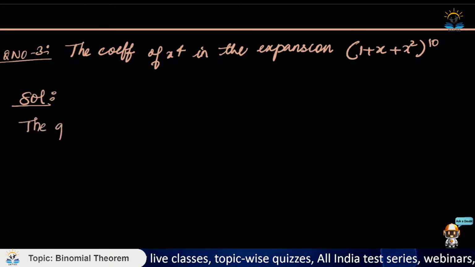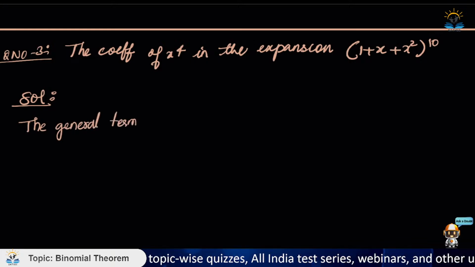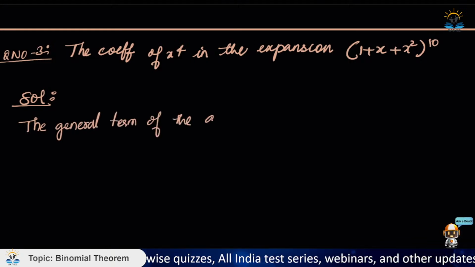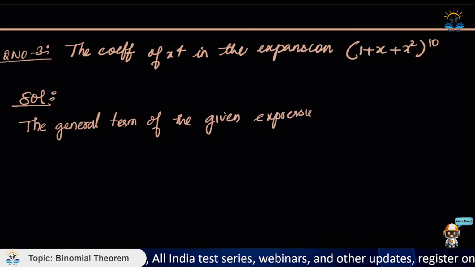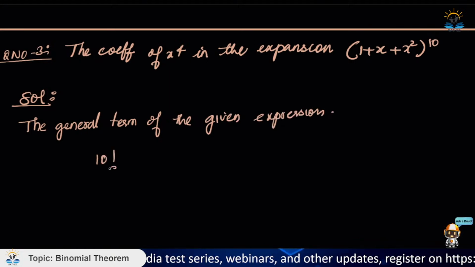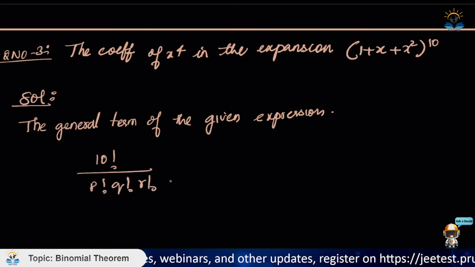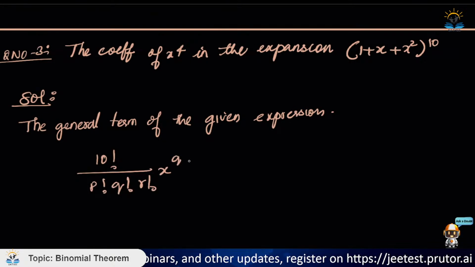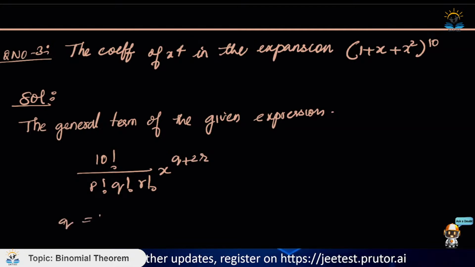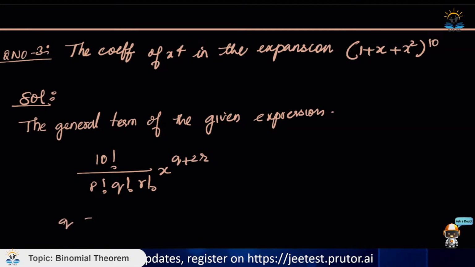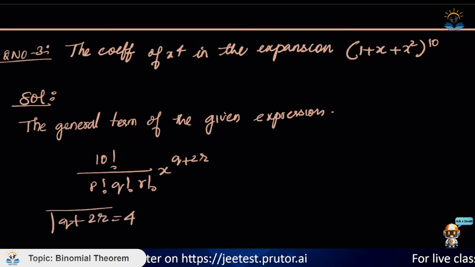The general term of the given expression. When we write the general term of the given expression, it is 10 factorial divided by p factorial into q factorial into r factorial, x to the power of q plus 2r. So basically we can say that q plus 2r will be equal to 4.